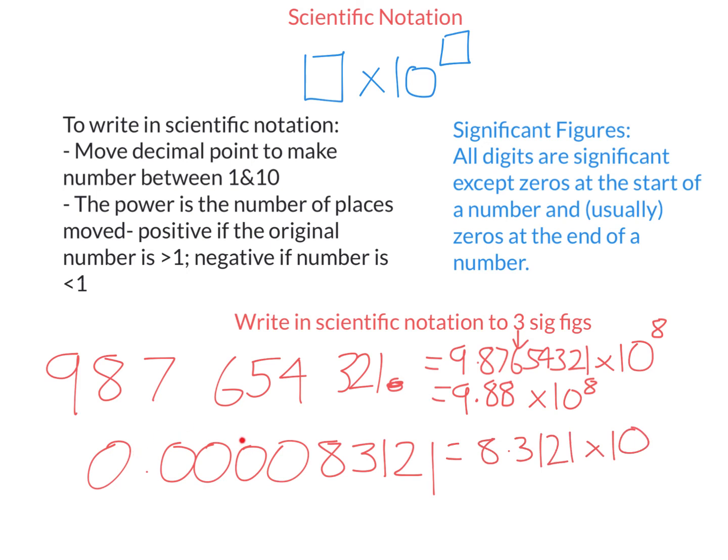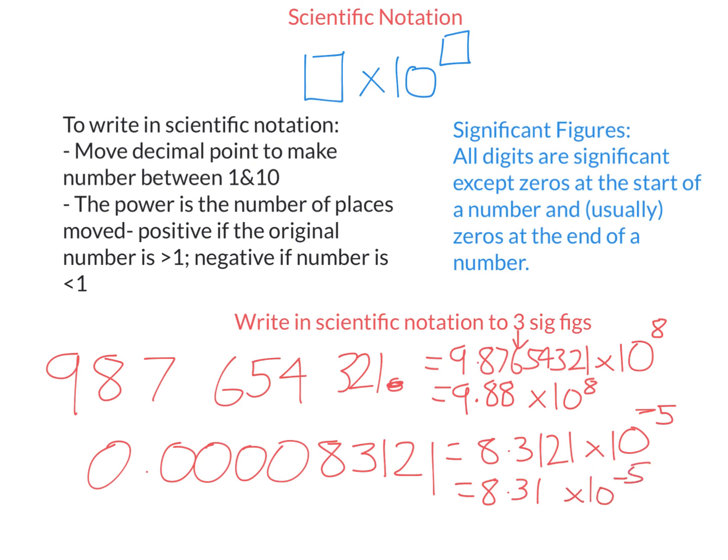Now here I move the decimal point 2, 4, 5 spots. So I put a 5 in the power. But because the original number is less than 1, the power here is negative. It's actually 10 to the power minus 5. So to 3 significant figures, here the 4th significant figure is 4 or less. So I just leave it like this and then I'm done.